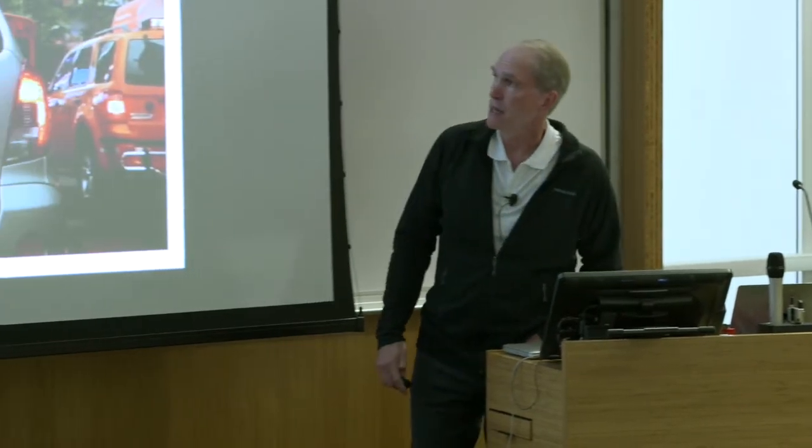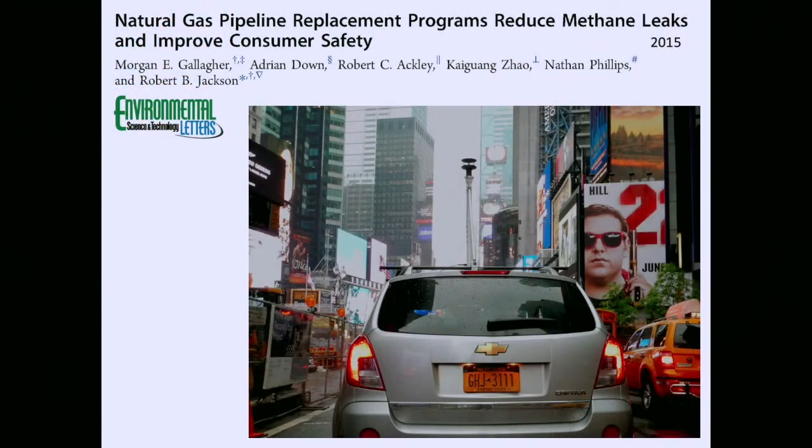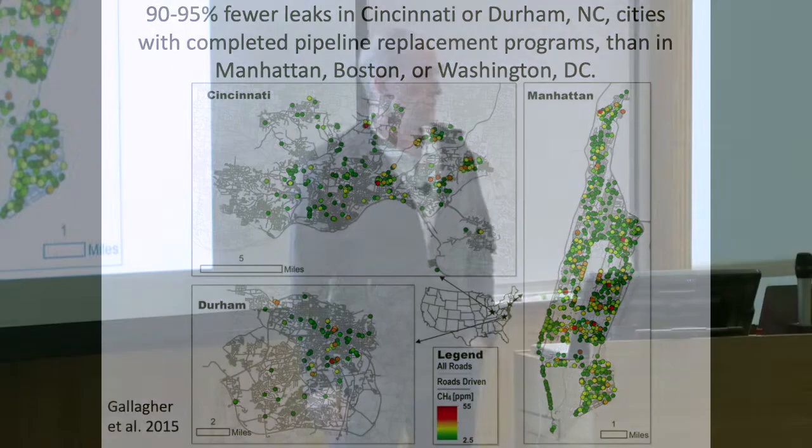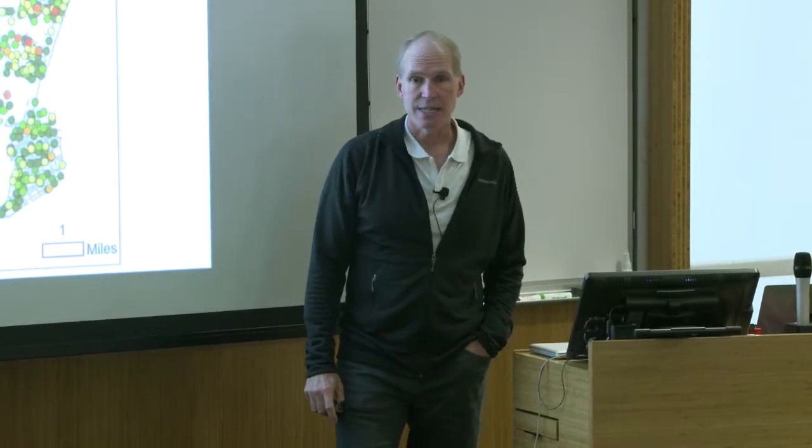And we can show that by comparing cities that have been cleaned up, if you will, where partnerships have led to replacement of those pipelines over sort of a decade and a half time period. So we drove Manhattan. The city still has a lot of leaks, and repairs in Manhattan are expensive for obvious reasons. But you can compare it to cities that have had creative partnerships for a decade or more to get rid of their emissions. Durham, North Carolina, Cincinnati, Ohio, compared to, say Manhattan. So you get 1/20th the number of leaks. 90-95% reduction in leak densities through these programs.